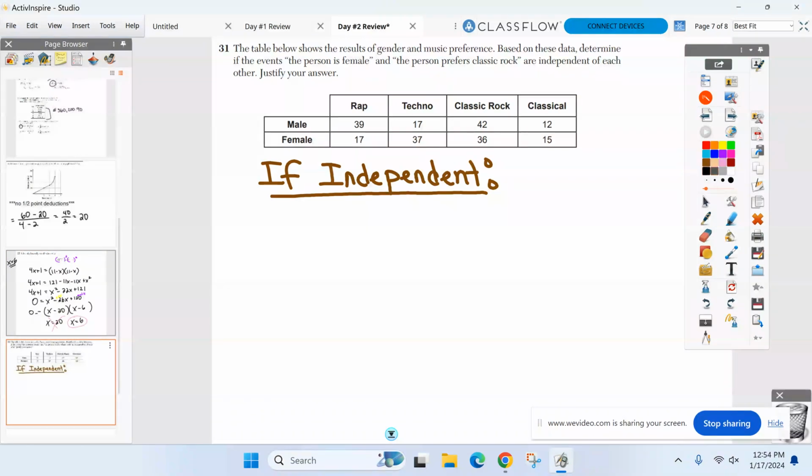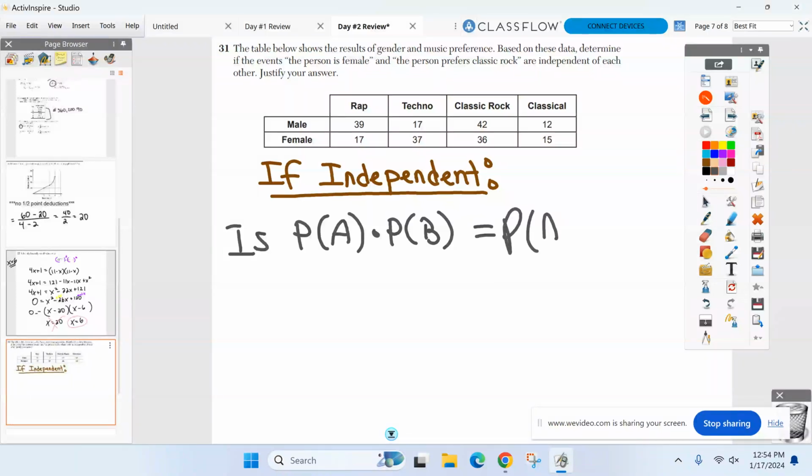All right, does anybody remember the test? Is the probability of A times the probability of B the same as the probability of A and B? Is this true or not? If it's true, it's independent. If it's not true, it's dependent, not independent.